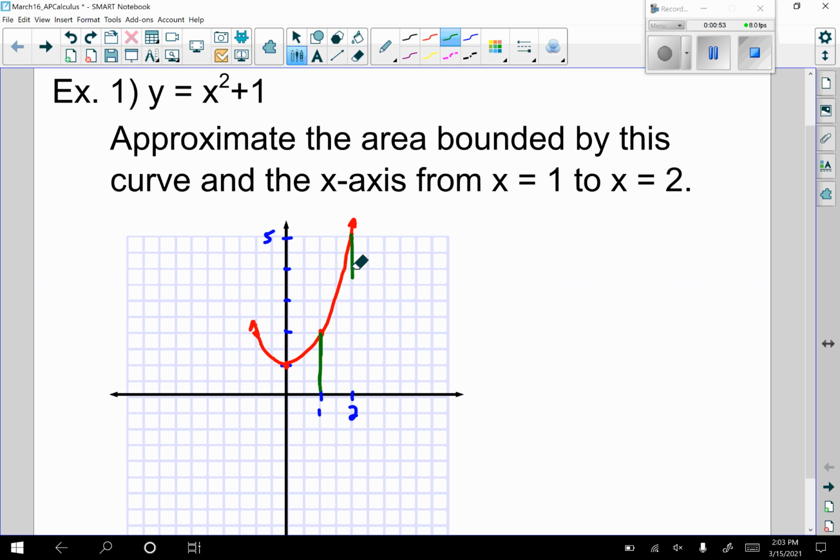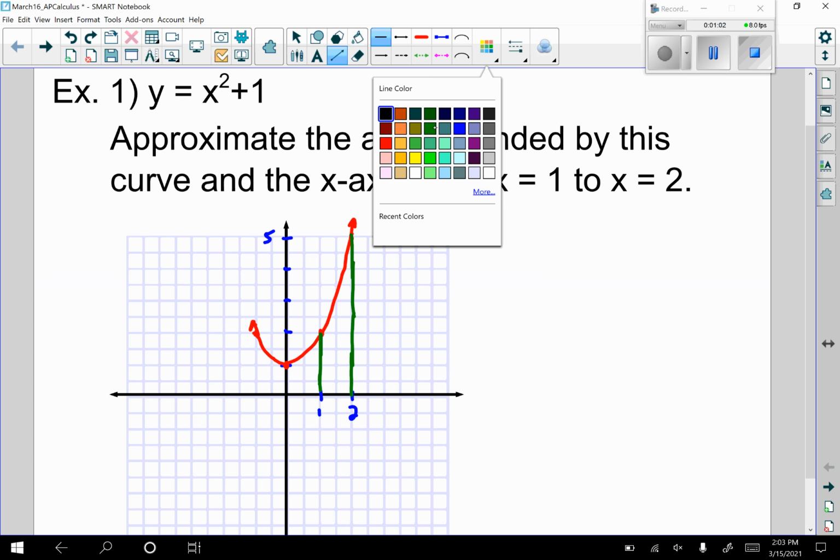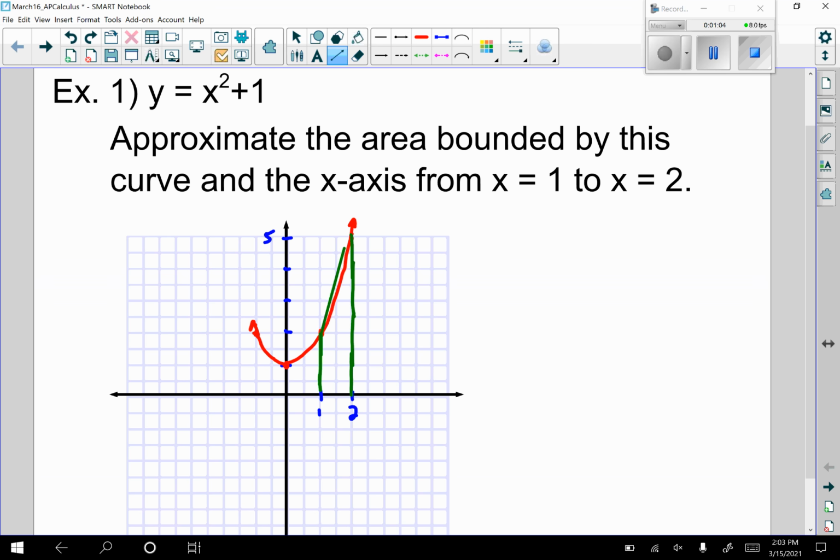So what we're going to do is just draw our vertical lines going down, but now instead of making rectangular approximations, you're going to see how much more accurate this is. We can just make one. We're just doing one trapezoid in this case.